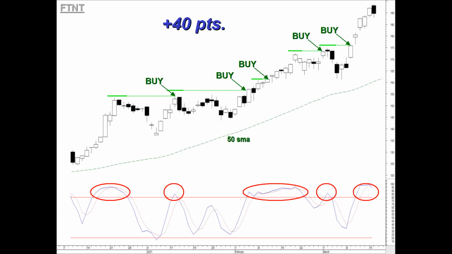Now, remember, I'll tell you some ways at the end of today's presentation where you can learn how to sell and how to place a stop and how to track the trade and how to apply money management. But for now, we're just teaching you how to identify these high probability setups.